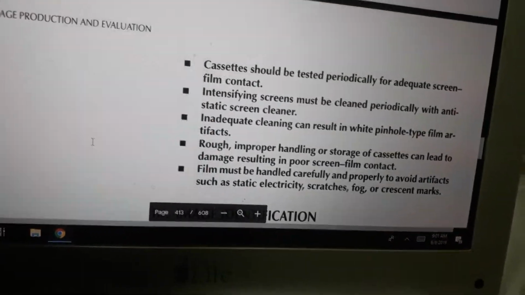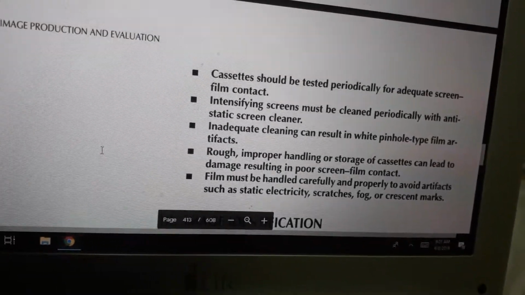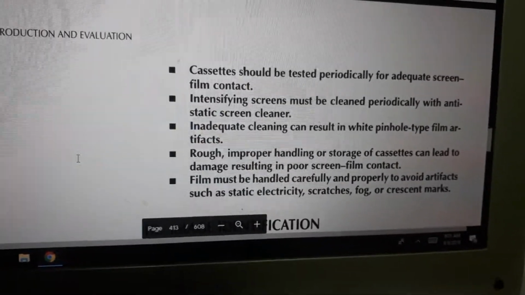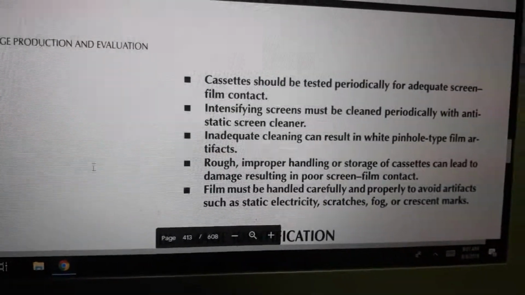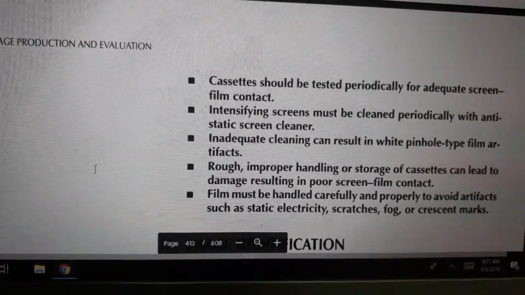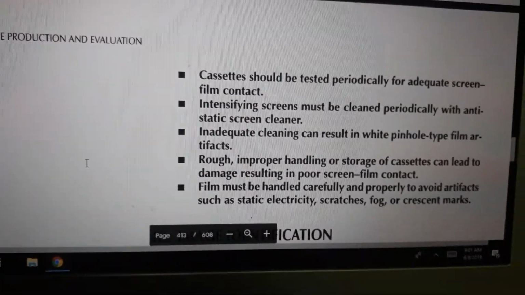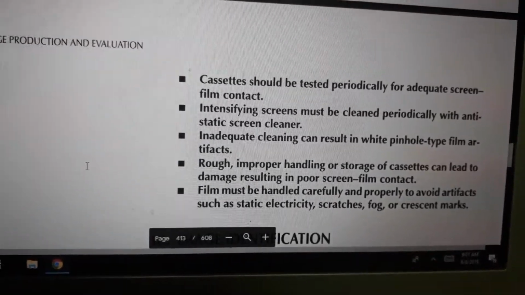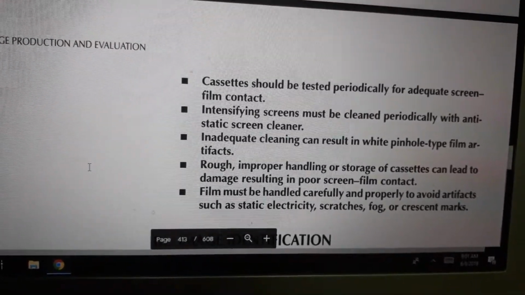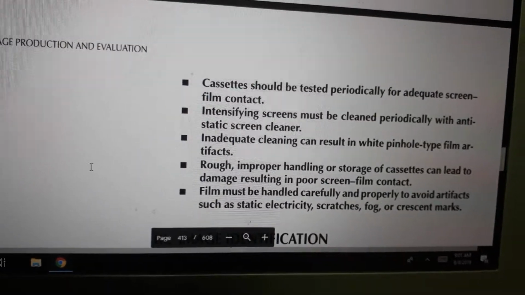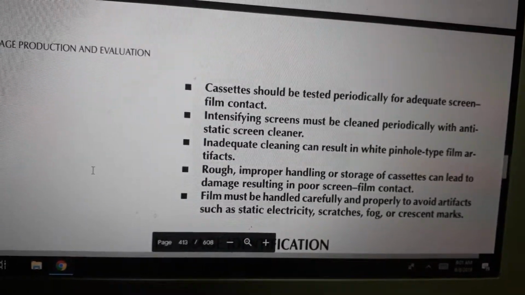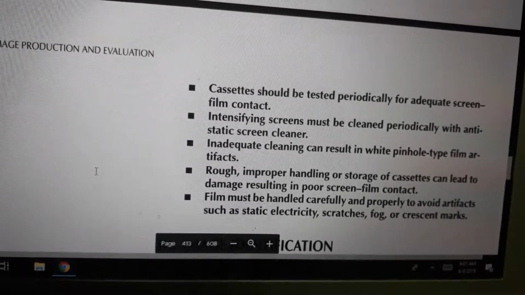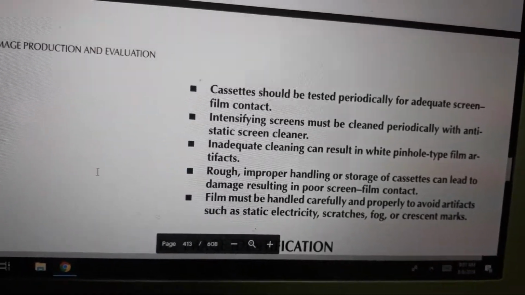Intensifying screens must be cleaned periodically with anti-static screen cleaner. Inadequate cleaning can result in white pinhole type film artifact. Rough, improper handling or storage of the cassette can lead to damage, resulting in poor screen film contact.